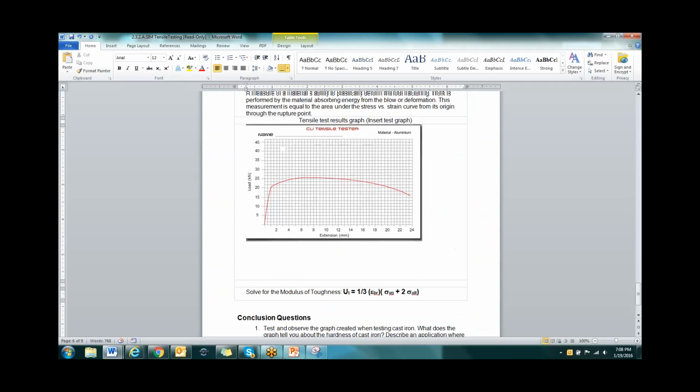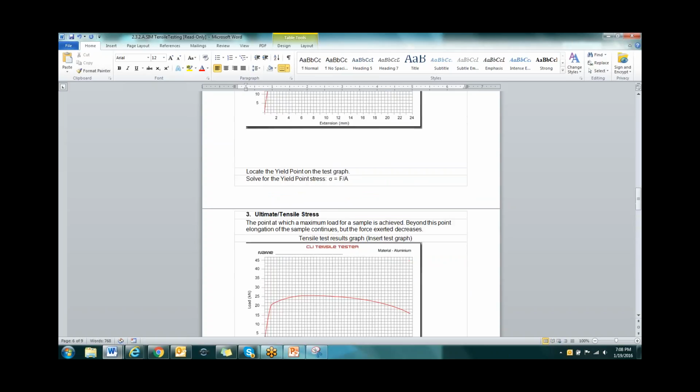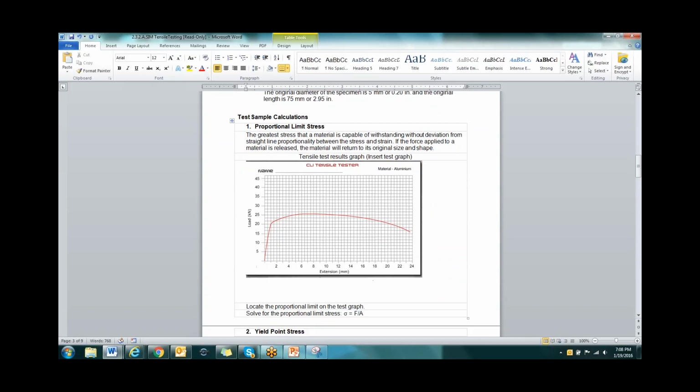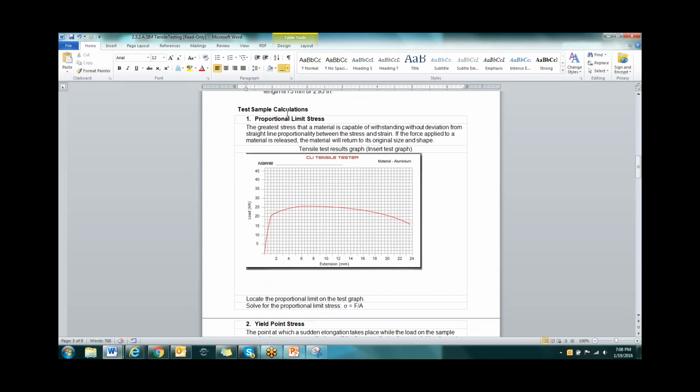Okay, easy enough. And the reason why they want you to copy and paste it in multiple times is because we're going to identify those different points on the graph for each of these different things. So for example, the proportional limit stress, which we went over last time, the students should know what it is, but they should also now be able to figure out where it's on this graph and to be able to identify the stress that's being experienced at that point.